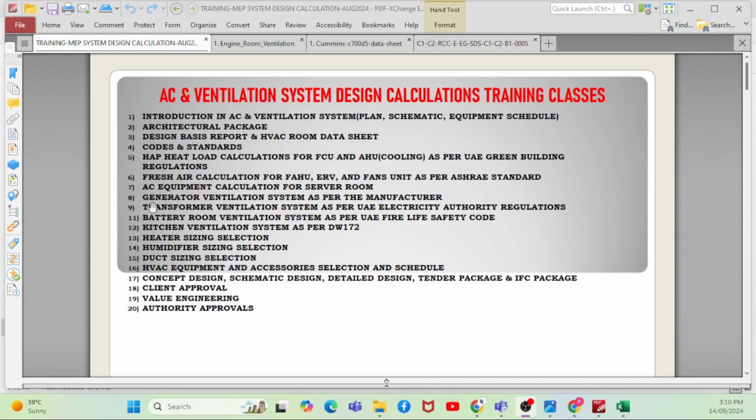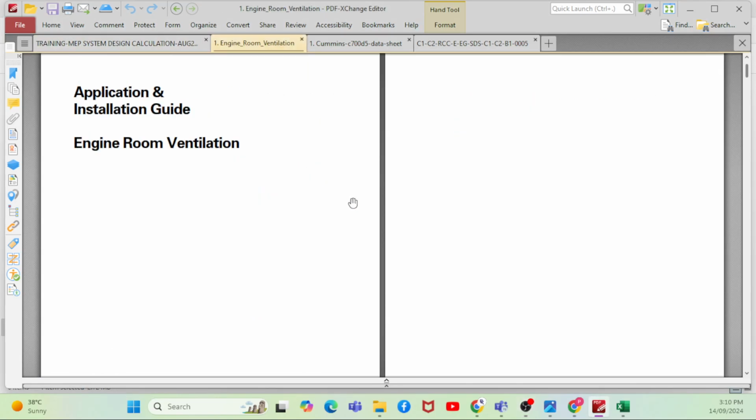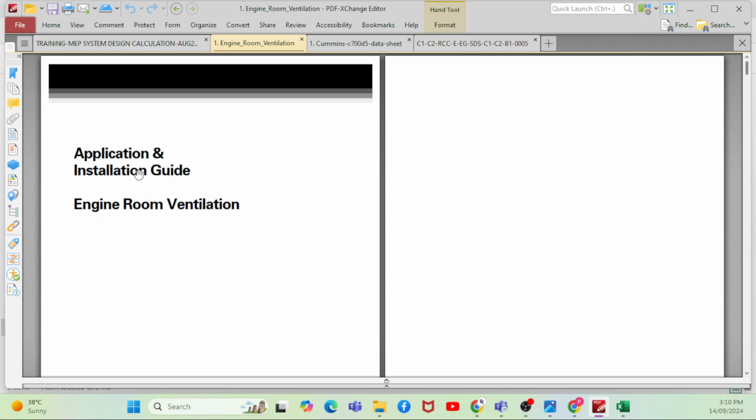Today we will discuss the generator ventilation system as per the manufacturer standard. Normally this is based on ASHRAE or on the mass transfer heat equation, but the manufacturer information will be direct and very straightforward. I will just show you one of the manufacturer application and installation guides.